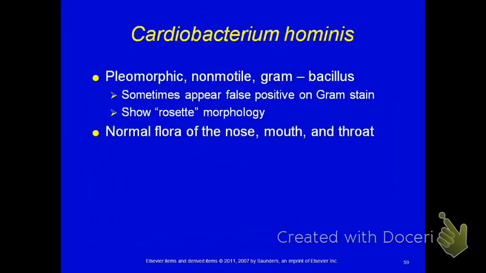Then the Cardiobacterium hominis is another pleomorphic non-motile gram-negative bacillus. Sometimes it appears gram-positive on gram stain, but they are really indeed gram-negative. So they have this capability of showing rosette morphology, and this Cardiobacterium hominis is a normal microbiota of the nose, mouth, and throat.